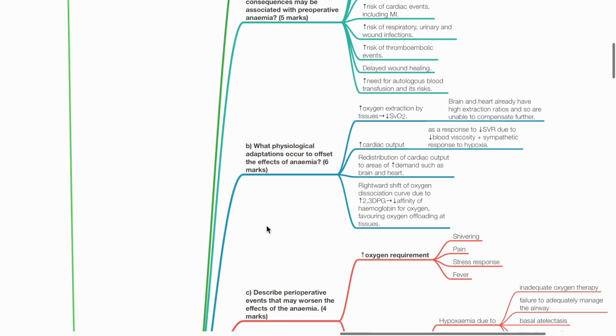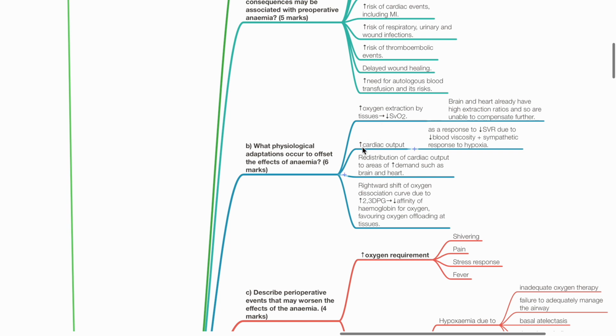B. What physiological adaptations occur to offset the effects of anemia? This includes increased oxygen extraction by tissues. This leads to reduced SpO2. Brain and heart already have high extraction ratios, so are unable to compensate further.